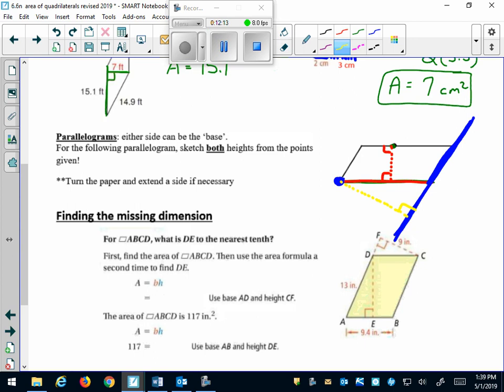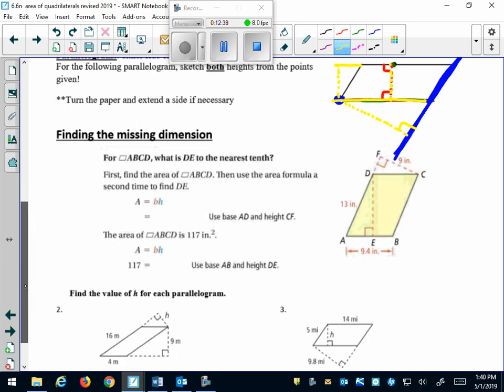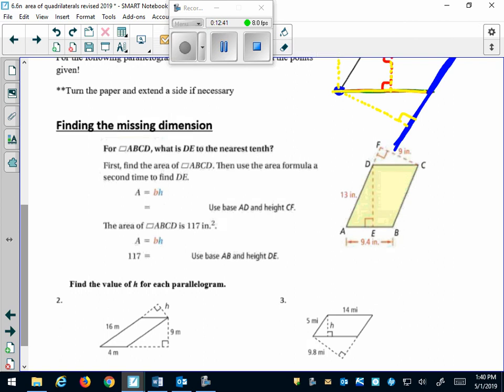Because when you have the base in one direction, it's going to have its own height, separate and different from the other direction. So some of you drew this, and that's a height, but it's the same height as this one. And it's perpendicular to that same side. So we wanted to make something perpendicular to the other side, so that's why we had to turn it here. Okay.